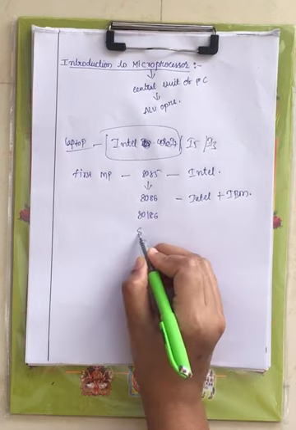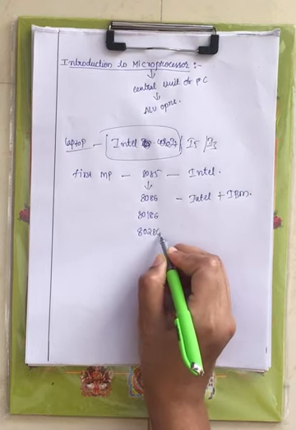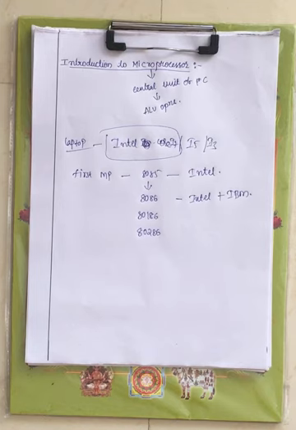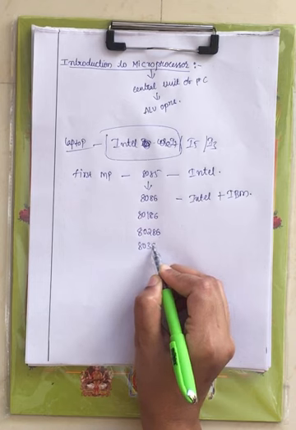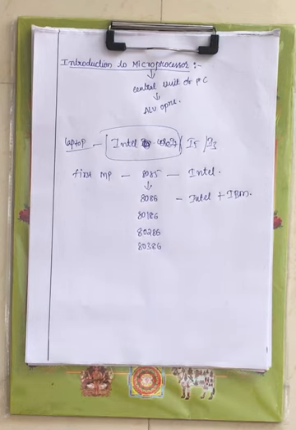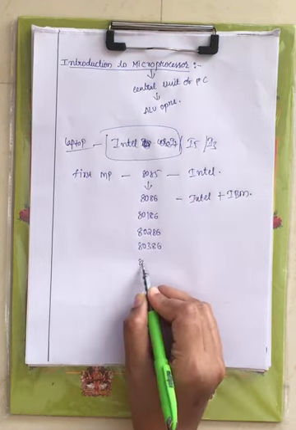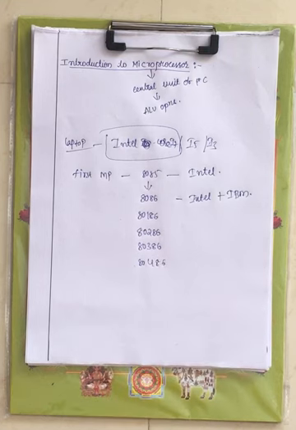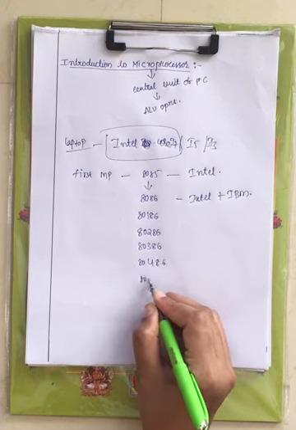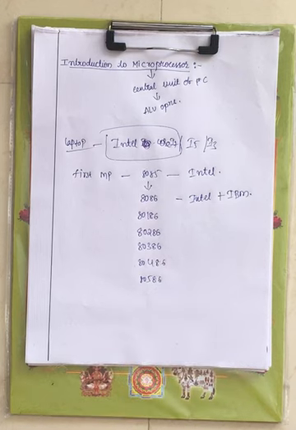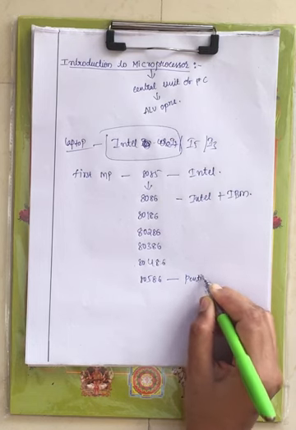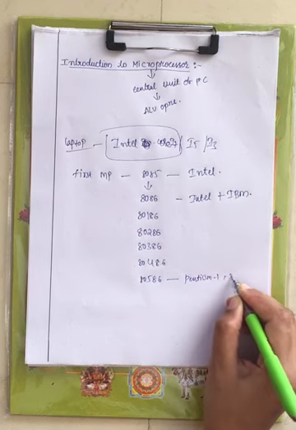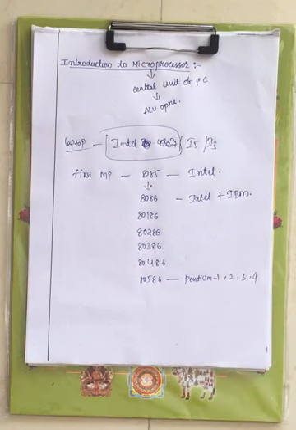Now after this 80186, the next processor that came into the picture was the 80286, right? After the 80286, the next processor invented was the 80386. After the 80386, the 80486 was invented. After the 80486, the 80586 was invented, right? Under the 80586 we have different versions: Pentium 1, Pentium 2, Pentium 3 and Pentium 4.